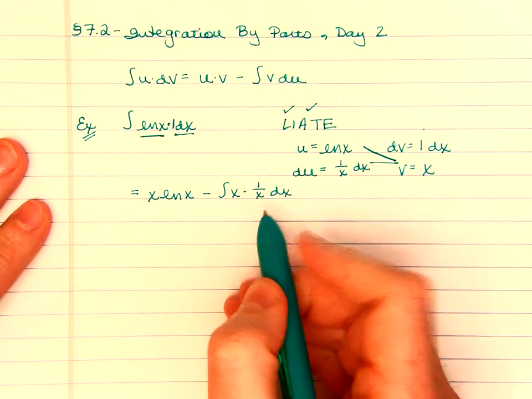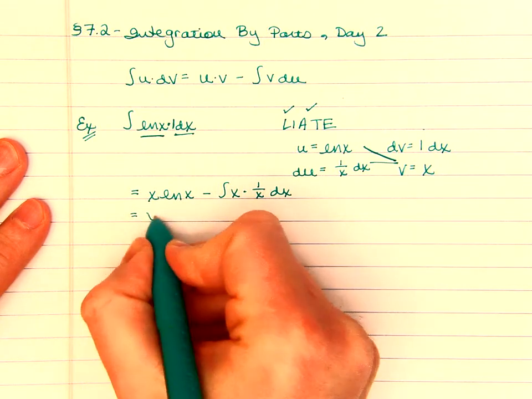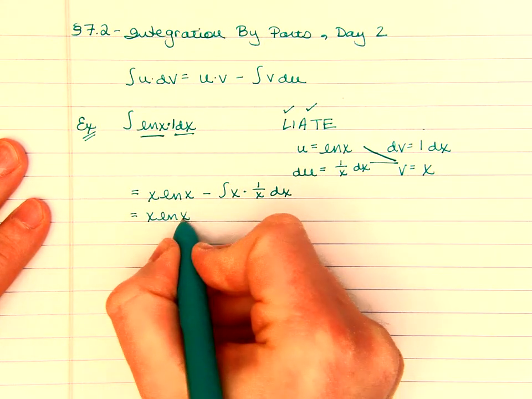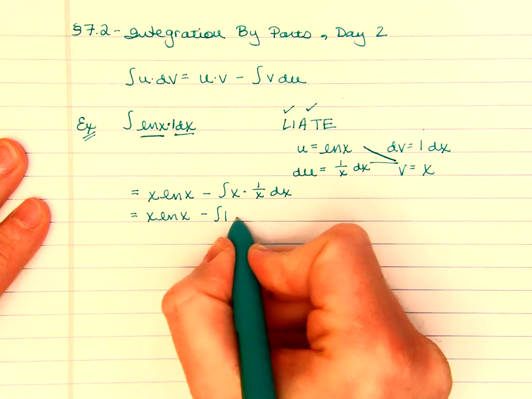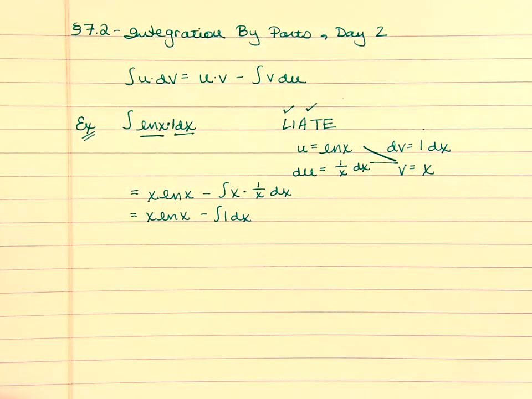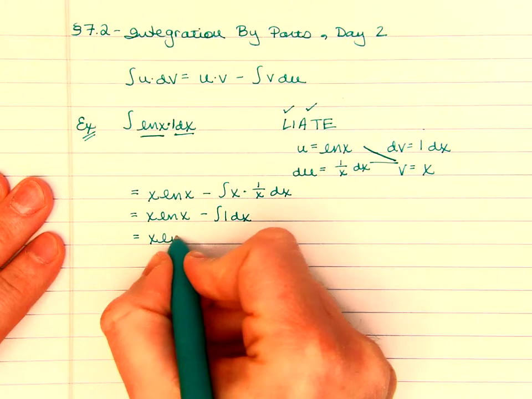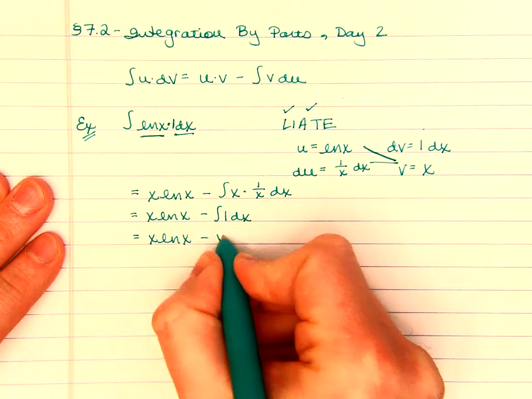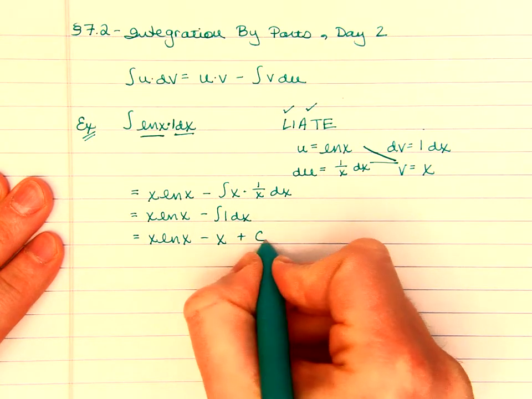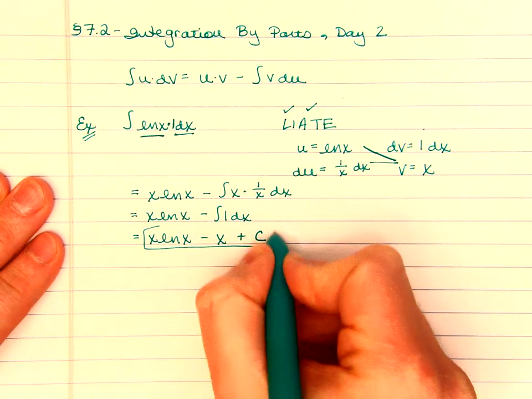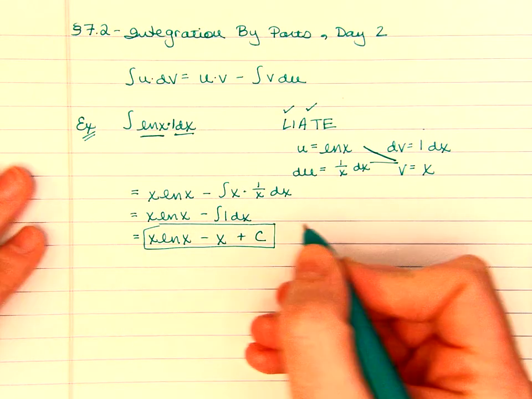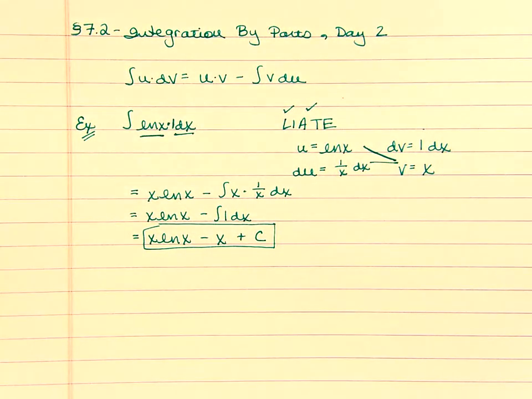Well, I can simplify that. x times 1 over x is just 1. So this is x times the natural log of x minus the integral of 1 dx. I can integrate that, and I've got x times the natural log of x minus x plus a constant. And this is the formula for the integral of the natural log of x.